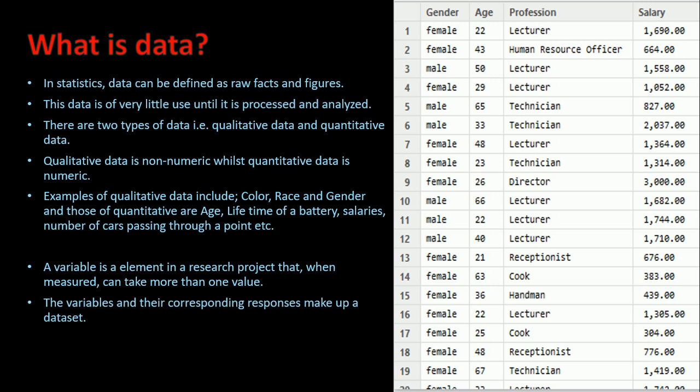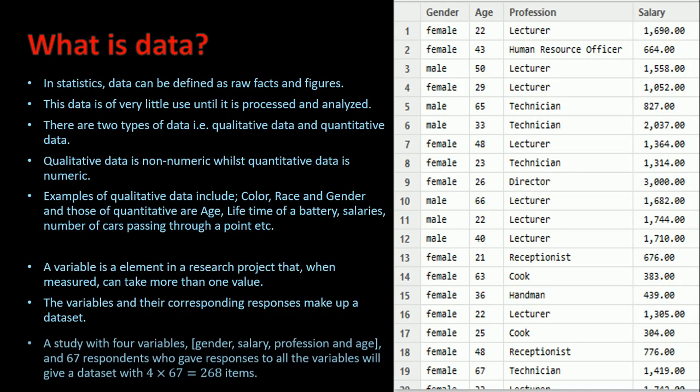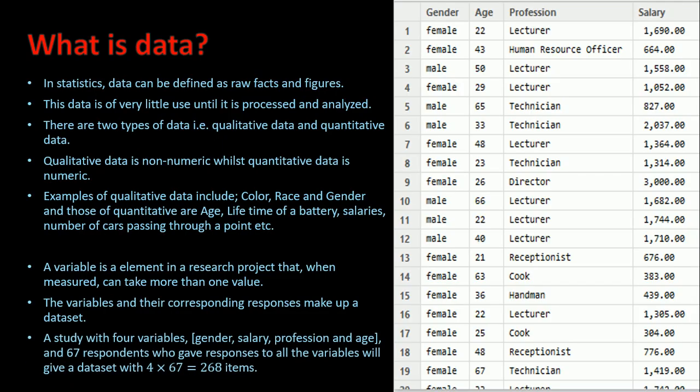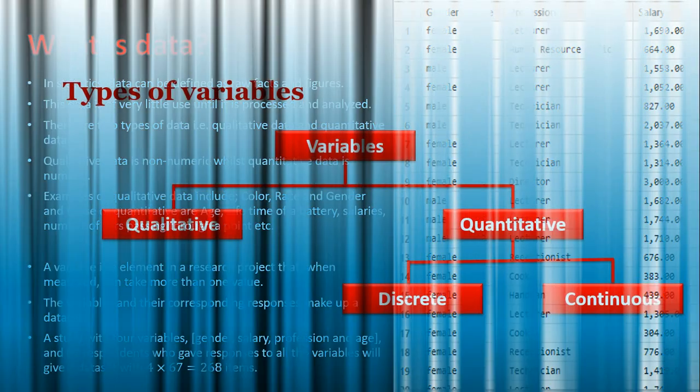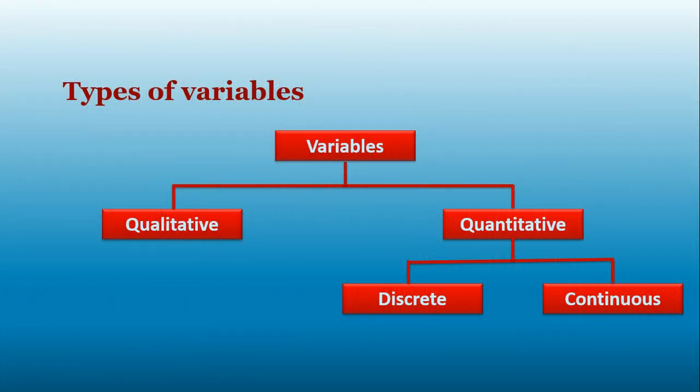Variables and their corresponding responses make up a data set. And this data set actually has 67 responses and 4 variables, and hence it has 268 data items. So the variables that we have are either qualitative or quantitative. There are 2 types of quantitative variables. We have discrete variables and we have continuous variables.